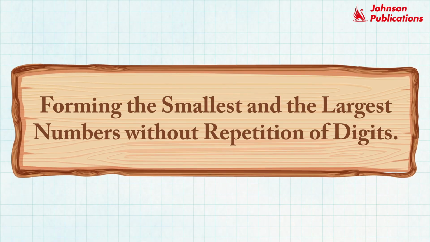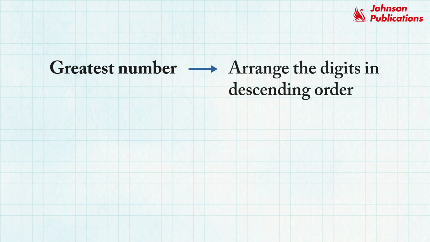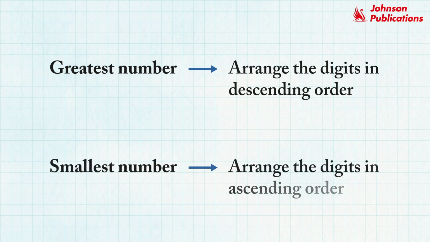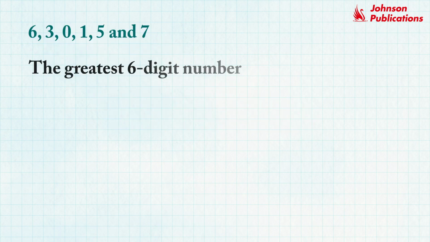Let us understand forming the smallest and the largest numbers without repetition of digits. For forming the greatest number, we arrange the digits in descending order. For forming the smallest number using the given digits without repetition, we arrange the digits in ascending order. For example, let us form the greatest and the smallest 6-digit number using the digits 6, 3, 0, 1, 5 and 7. Greatest 6-digit number will be this.